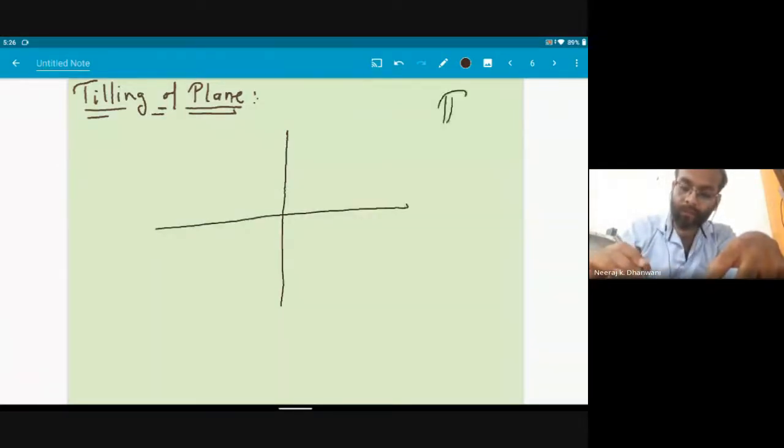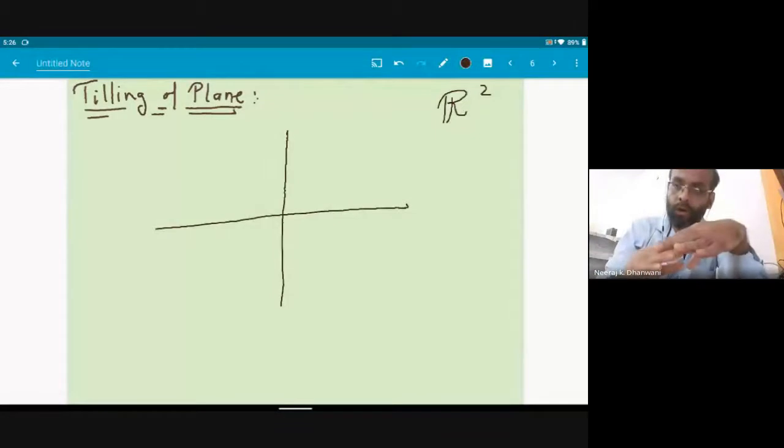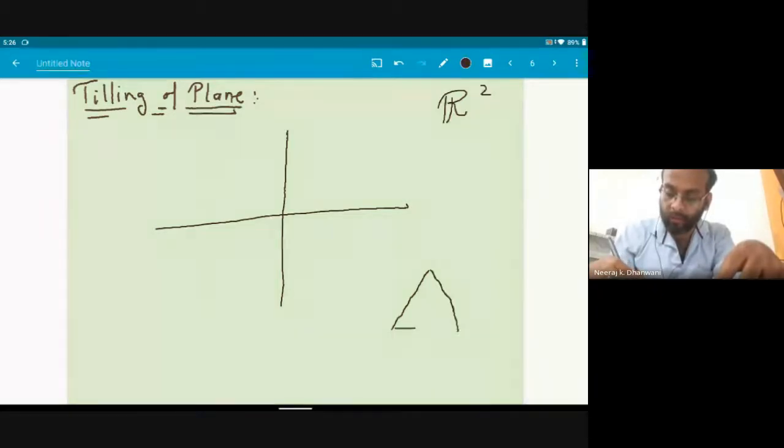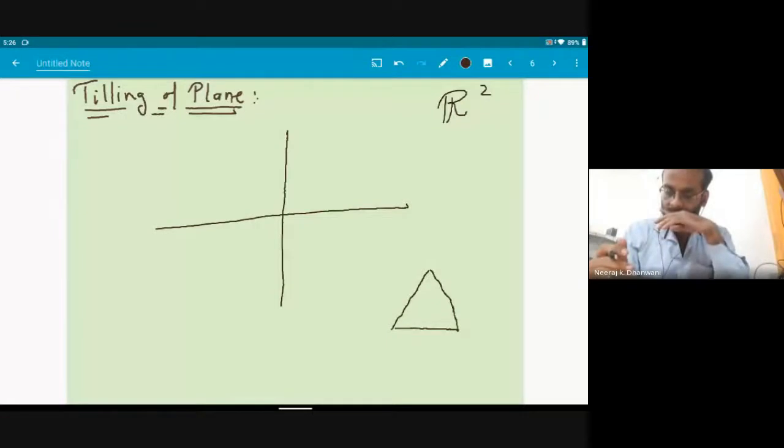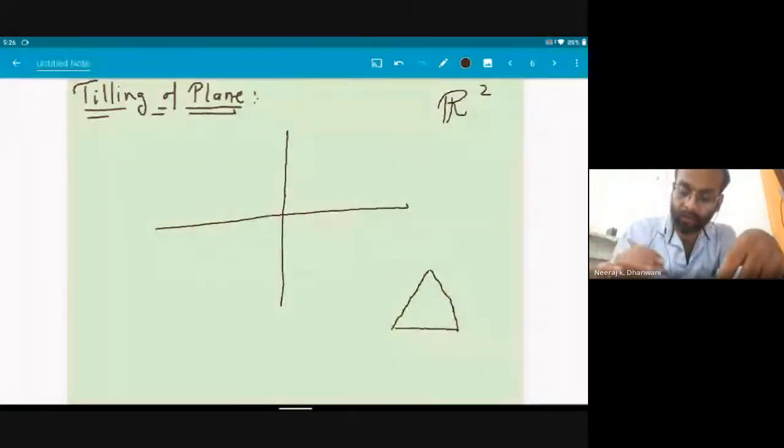So the meaning of tiling of the plane is this: you have a plane R2, and you want to cover the complete plane by only one object. Whatever object you take, I am taking a triangle for my convenience, and its isometric copies. So can we do that for triangles?